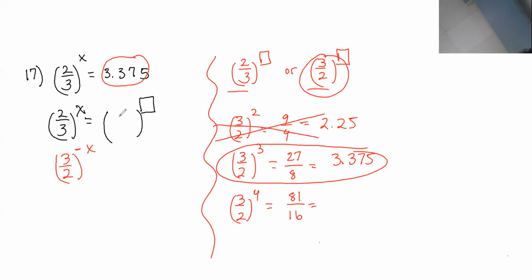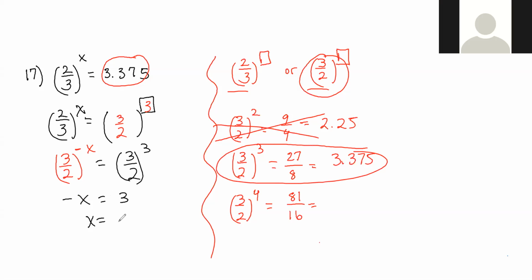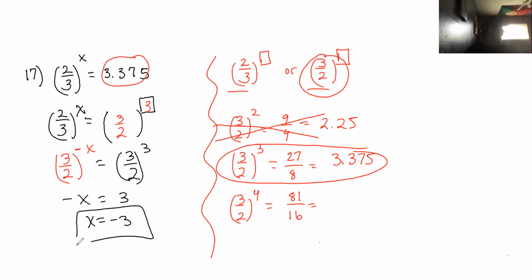So what was that? 3/2 raised to the third power. So this equals 3/2 raised to the third. Same base, so negative x equals 3. What does x equal? Negative 3. That one was a good one. It was a little complicated, so I'll let you take a look and see if you have any questions.